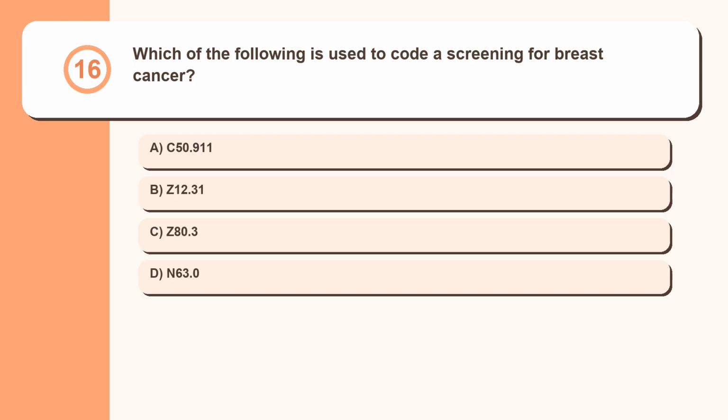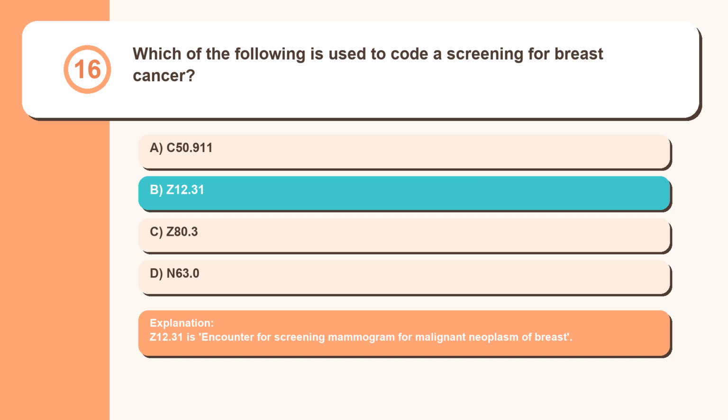Question 16. Which of the following is used to code a screening for breast cancer? C50.911, Z12.31, Z80.3, Z63.0. Z12.31 is encounter for screening mammogram for malignant neoplasm of breast.